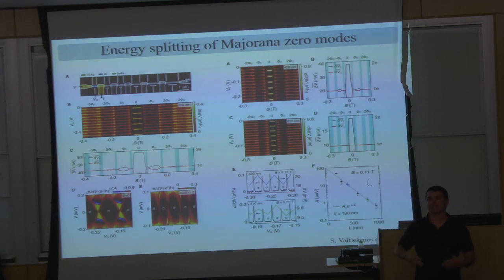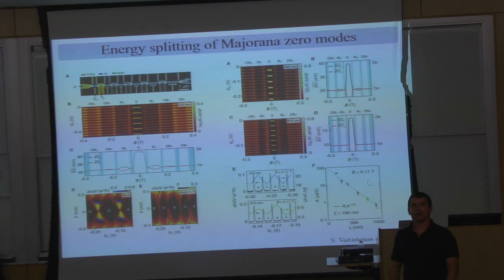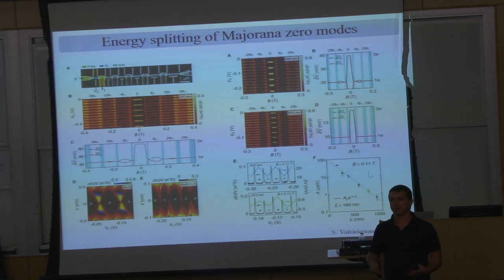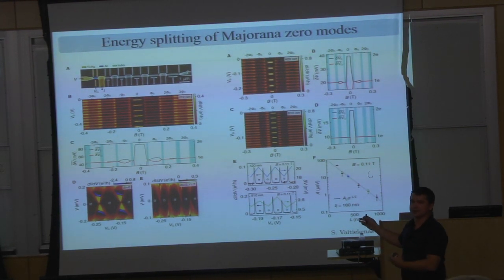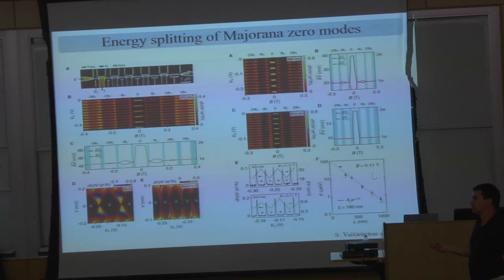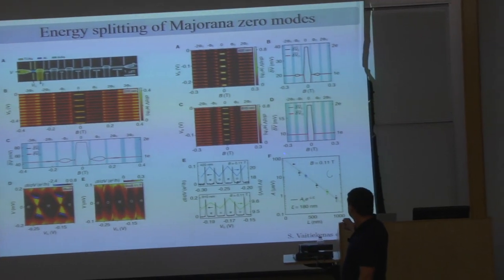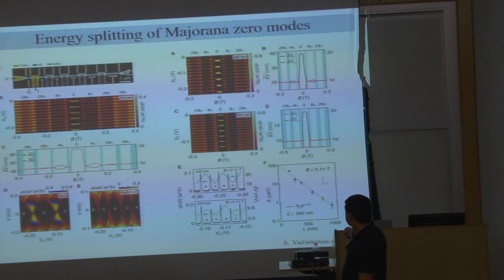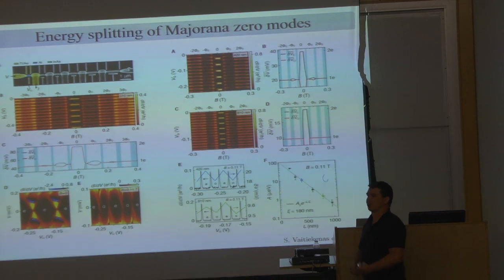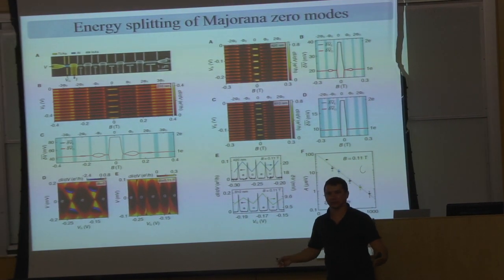So if the dependence is indeed exponential in length, then we should see the data fall onto this line in this plot. If you have some kind of extended state, for which we expect to see a dependence of 1 over L, then that's a different physics. And so what we find from these measurements is that indeed the data falls on an exponential with a very reasonable coherence length, which is of the order of 200 nanometers. So that's another evidence that we are on the right track in realizing these topological superconductors.